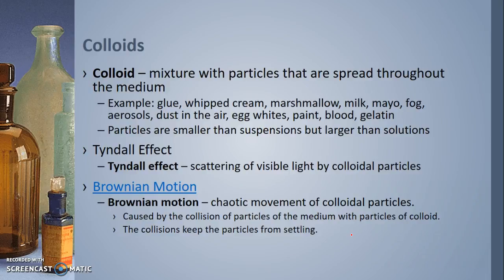Brownian motion is what actually keeps a colloid permanently suspended, and it's just the chaotic movement of the particles, the idea that they're moving all over the place all of the time, and it's like juggling. It's constantly keeping the particles up in the air and keeping them from falling down.